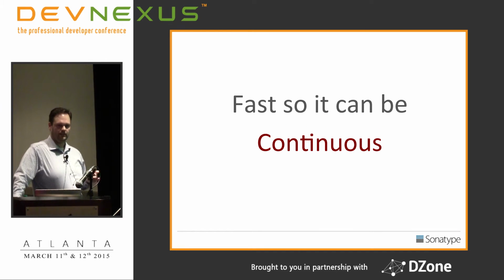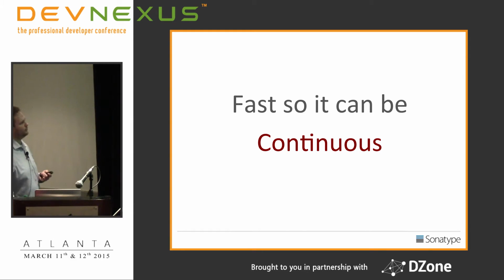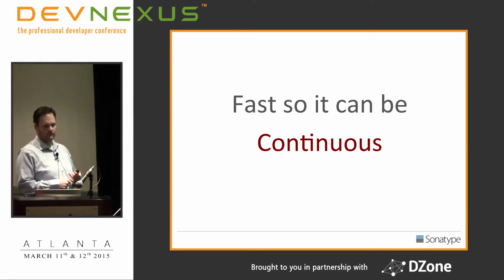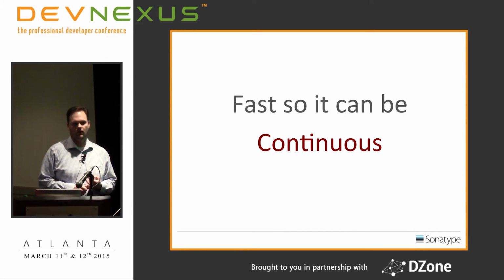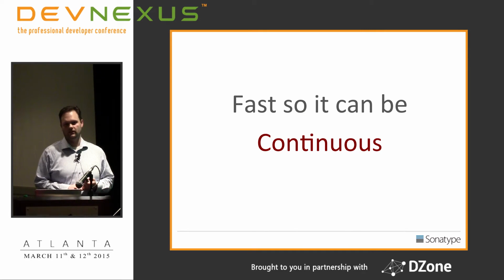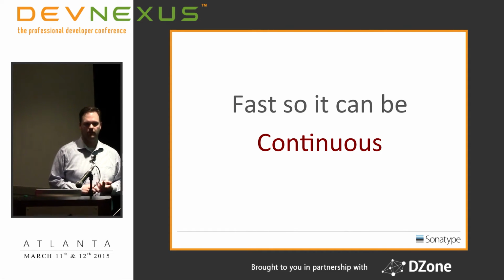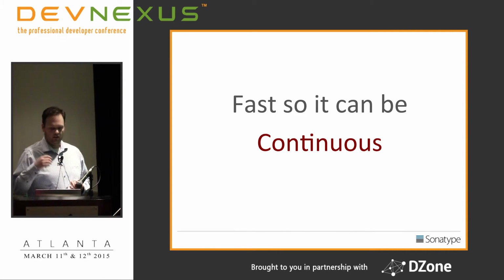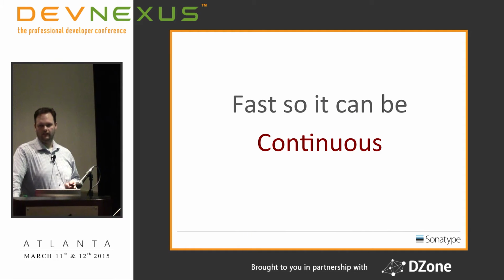Well, the first part is it needs to be fast so that we can be continuous. Even if we're not trying to be continuous as an organization, it's still important to be fast and to think about the future so that you can go faster. It means that the analysis you need to do of these components and decisions has to be done fast. It needs to happen every single build, and every time a developer is looking at a new component. It's not sufficient to wait days or even hours for those results.